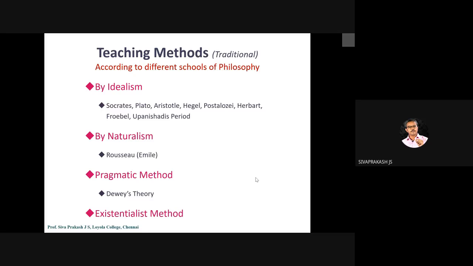So what is that? The pragmatic method is an experimental teaching method. The concept of a lab came under the pragmatic method: science lab, physics lab, chemistry lab, maths lab. Even nowadays there is a language lab, right? So laboratory experience is given under the pragmatic method. This method is propounded by John Dewey. That's why it is called Dewey's theory, right?